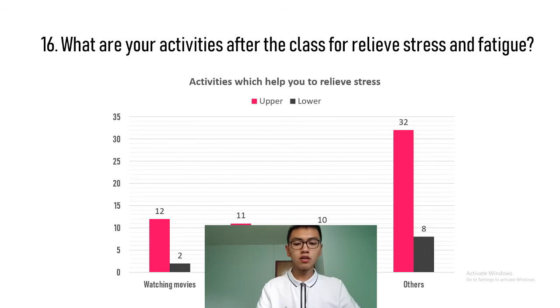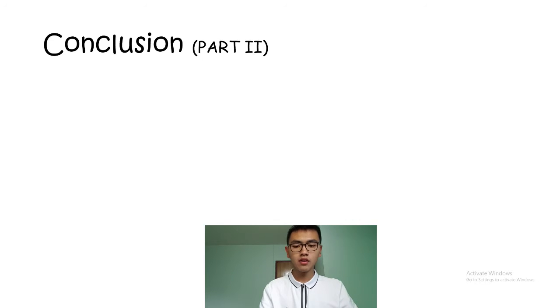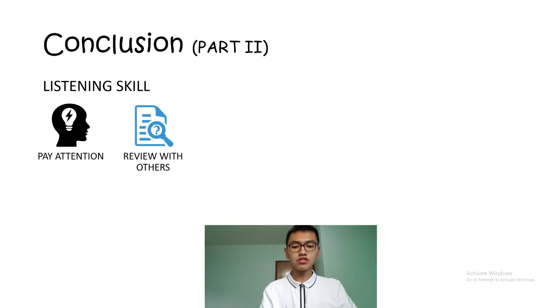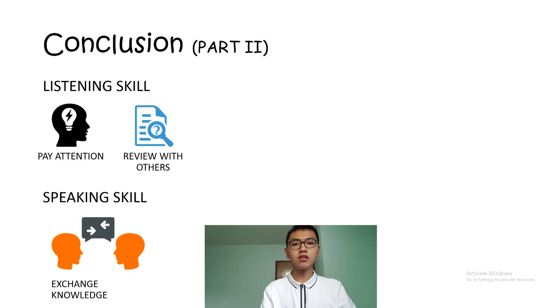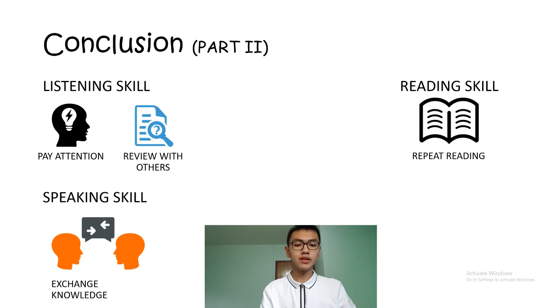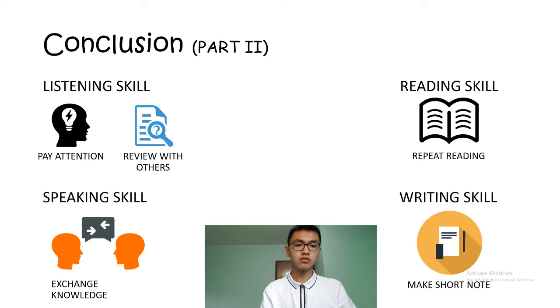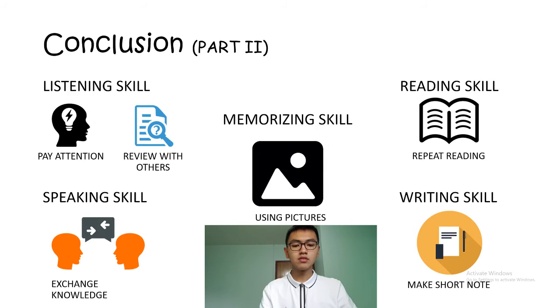And these are the conclusions from our survey. For listening skill, students tend to use techniques such as paying attention and reviewing with others. For speaking skill, they exchange knowledge with their friends or others. For reading skills, they tend to repeat the reading. For writing skill, most students tend to make short notes. And for memorizing skill, many students tend to use pictures for memorization.